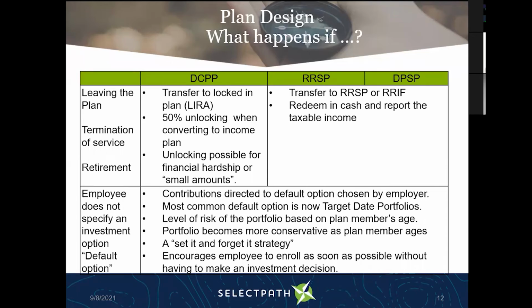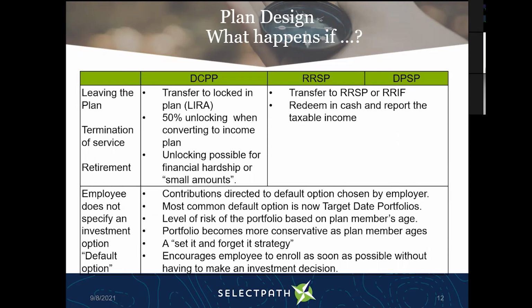Someone who's age 65 and retires, typically the small amount is about $25,000 to $30,000. So when the person receives their options letter from the insurance company, they'll see that their funds are not locked in under pension legislation. So they can transfer to an RSP if they want, or take it out in cash over a period of time.